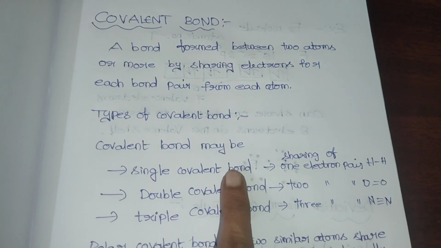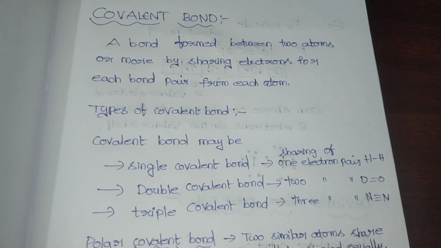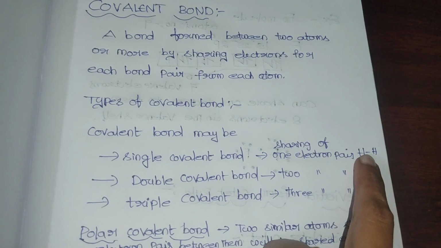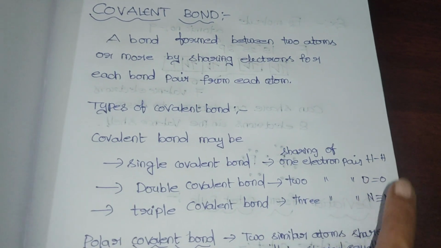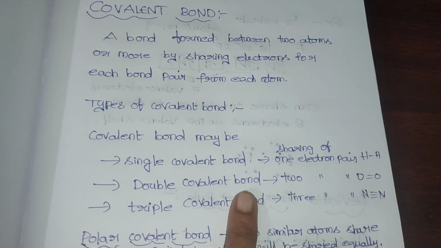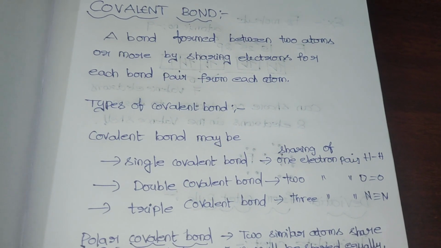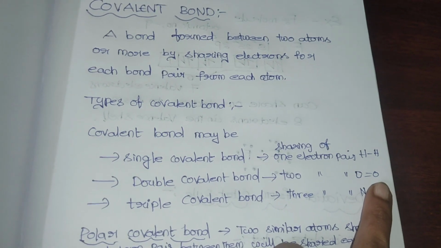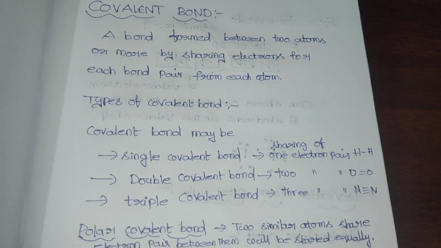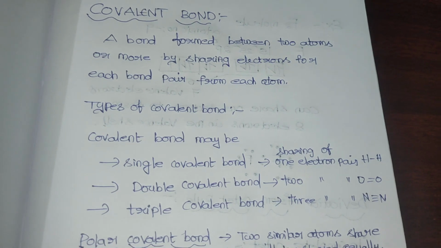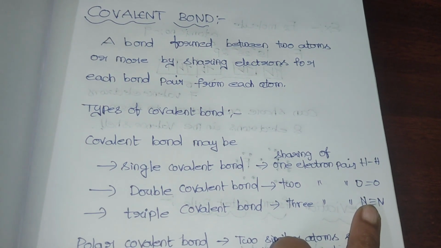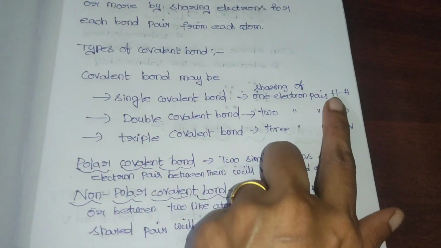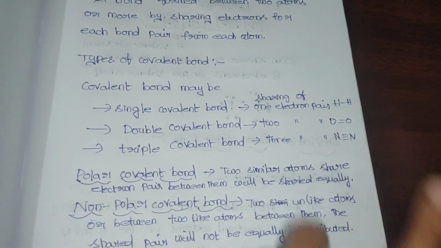If only one electron pair is shared, then it is a single covalent bond. Hydrogen, for example, shares only one electron pair. That is a single covalent bond. A double covalent bond is when two electron pairs are shared between the atoms. The oxygen molecule is the example. A triple covalent bond is when three electron pairs are shared between the atoms. Example, nitrogen. They have three bonds, and a covalent bond is represented by a dash, right?